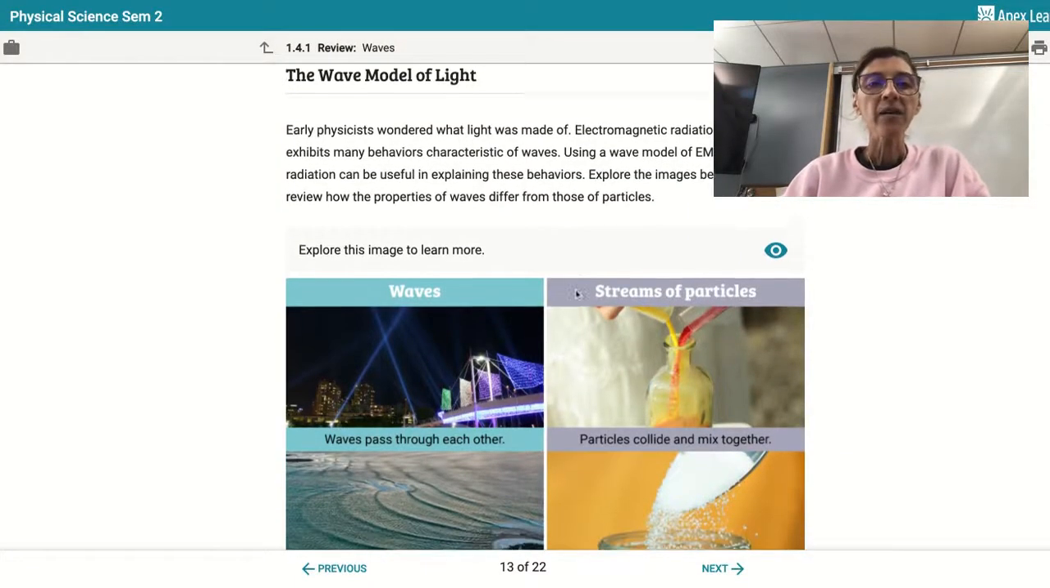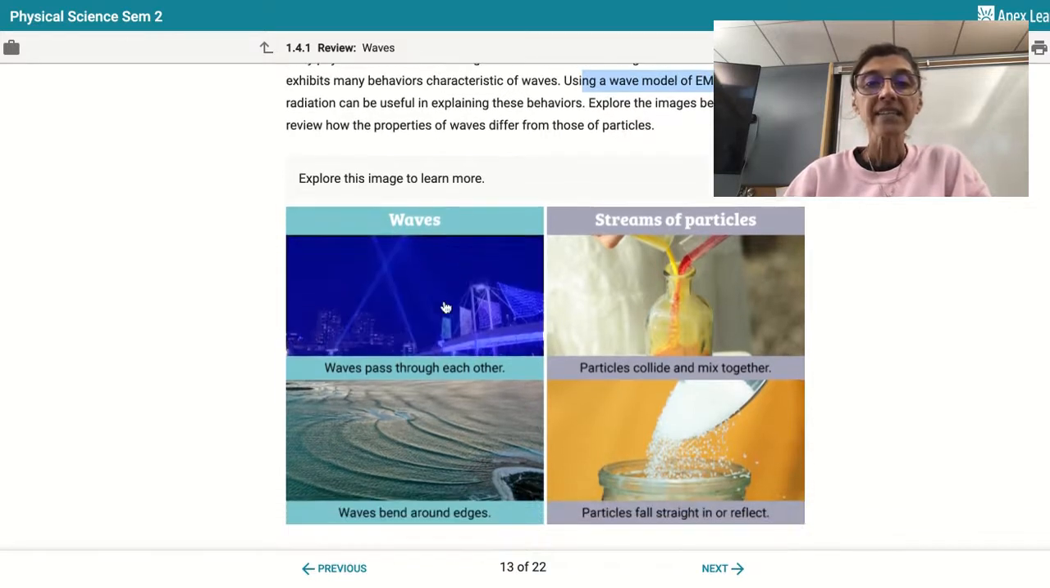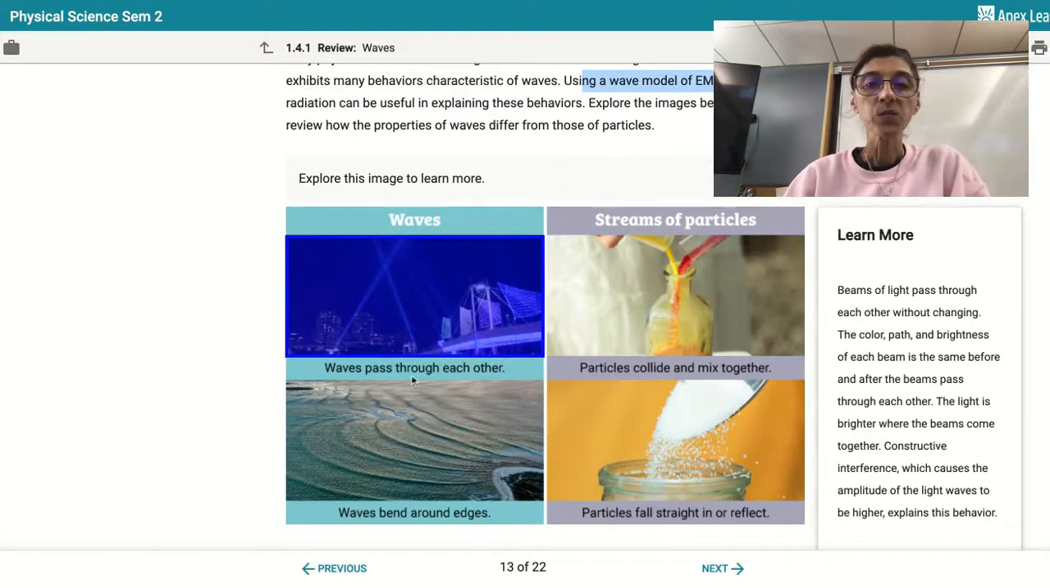Okay, the wave model of light. So this section discusses the idea that electromagnetic radiation exhibits many behaviors of waves. If you use the wave model of electromagnetic radiation, it can have a lot of uses in explaining these behaviors. So if we're looking at these images, for example, this wave, one with the light, it says beams of light pass through each other without changing. Color, path, and brightness of each beam is the same before and after the beams pass through each other.